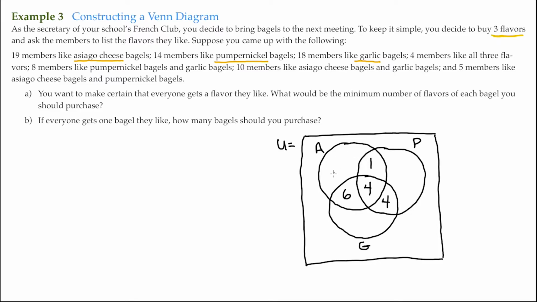Now we go ahead and fill in what's remaining. And it says right up here, 19 members like Asiago cheese. But 6 and 4 and 1, that's 11, are already accounted for. So that means there's 8 that are left over up here. So there's our 19 members that like Asiago cheese.